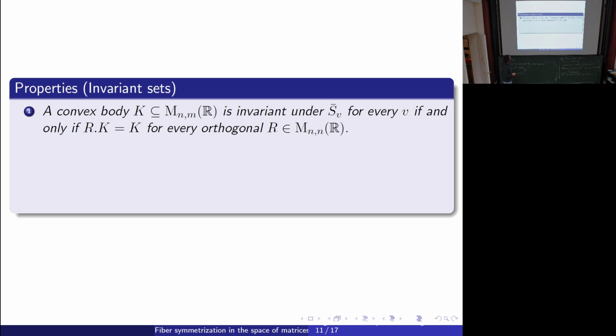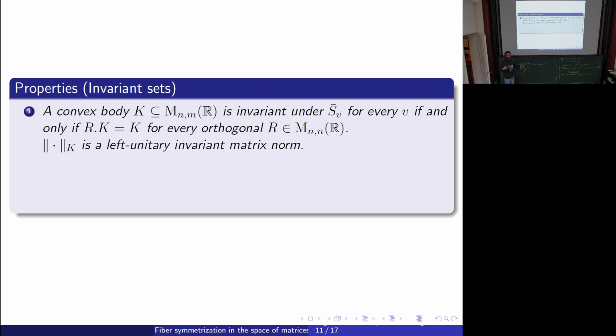And now, of course, there are invariant sets. For the Steiner symmetrization, the invariant sets are just the balls, right? And now, what does it mean to be invariant by fiber symmetrization? Well, it means to be invariant by rotations, by diagonal rotations. So if you have a convex body, this guy is invariant by the symmetrization if and only if, when you apply a rotation on the right, then you get the same body. So, for instance, a symmetric convex body will be invariant if and only if the norm is left unitary invariant. Okay?